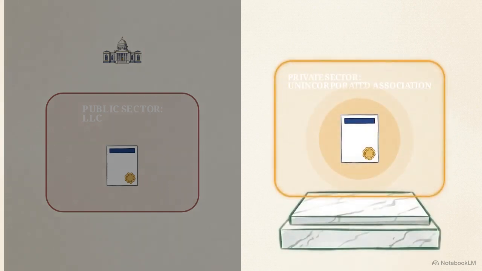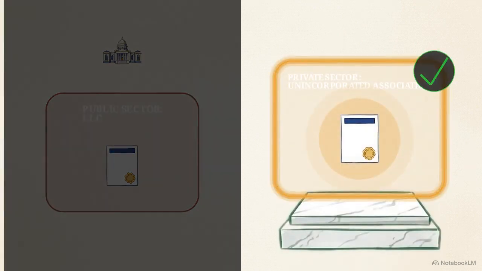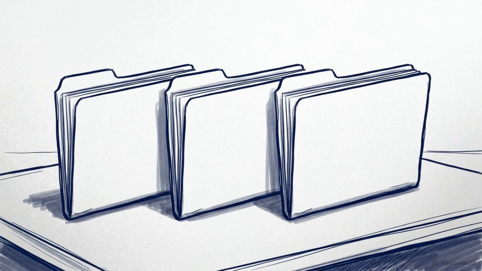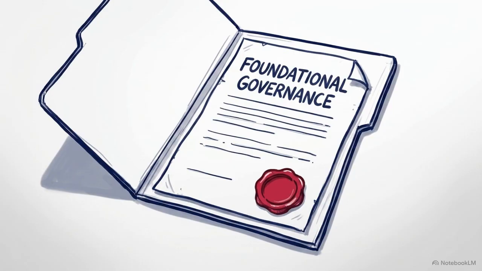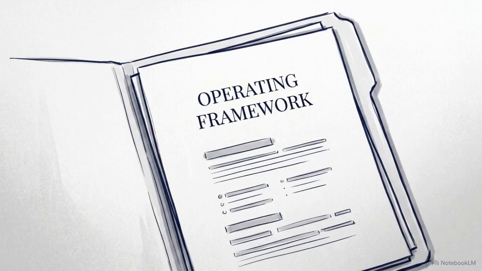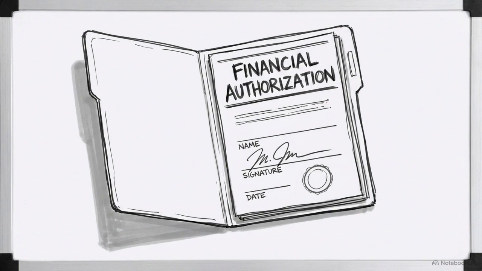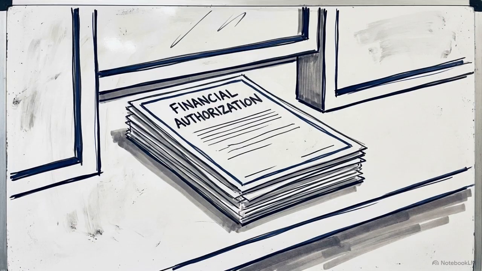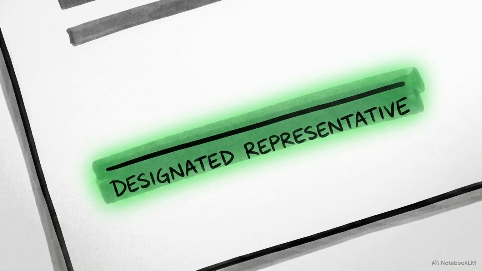While most people use an LLC, a private system is built on an unincorporated association. You will need 3 specific documents to initialize this: a private constitution, your articles of business, and a banking resolution. The banking resolution is the primary document the bank requires. It officially appoints a manager who is authorized to open the account and sign on behalf of the trust.